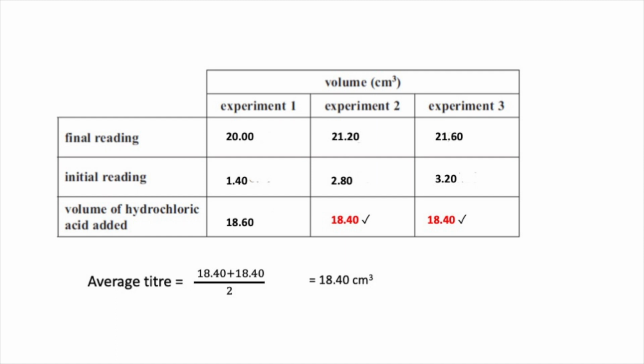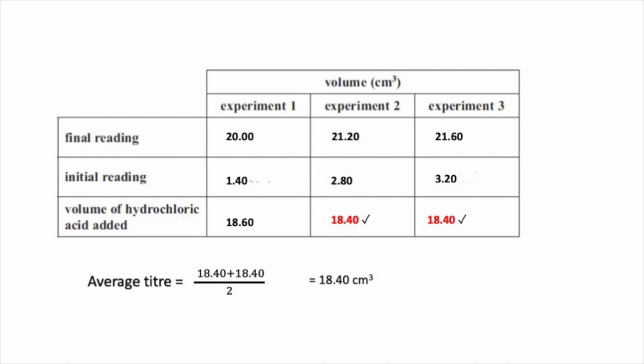Now when carrying out a titration, we're looking for consistent values. We're looking to achieve titre values within 0.2 centimetres cubed of each other, and ideally within 0.1 centimetres cubed of each other. Now this is because a burette and a pipette can measure out the volume of a liquid to high levels of accuracy. Now from this experiment, Mr. Firth knows that he needs 18.40 centimetres cubed of hydrochloric acid to neutralise 25 centimetres cubed of sodium hydroxide.